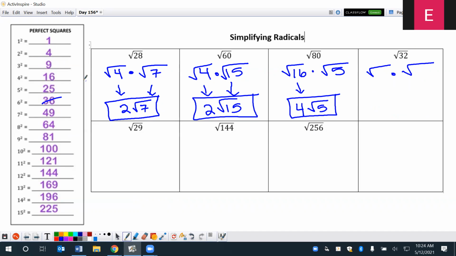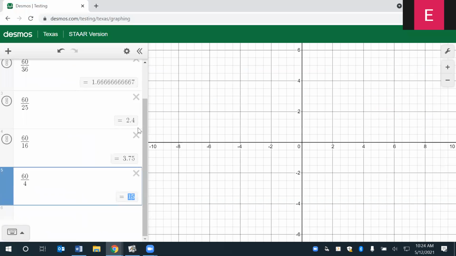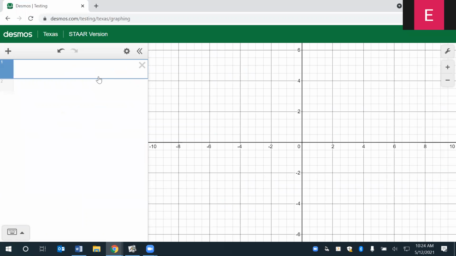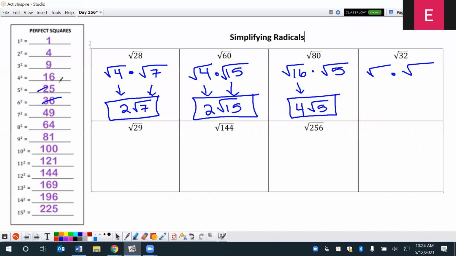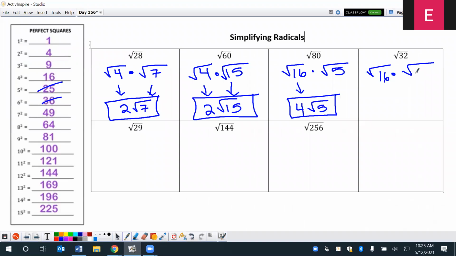So I'm going to divide 32 by 25. Just to show you, it's not going to work, but I'm going to show you. 32 divided by 25 gives me a decimal, doesn't work. Move on. 32 now divided by 16. That one works, it's 2. So this 16 was bigger than 4, so I have to use this one. 16 times 2 is going to give me 32.